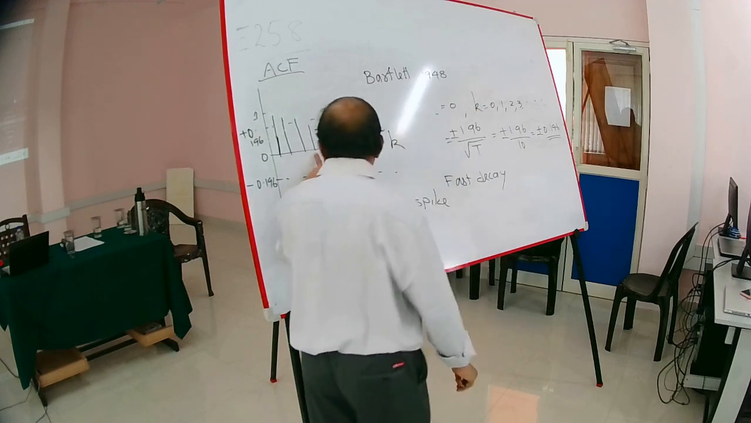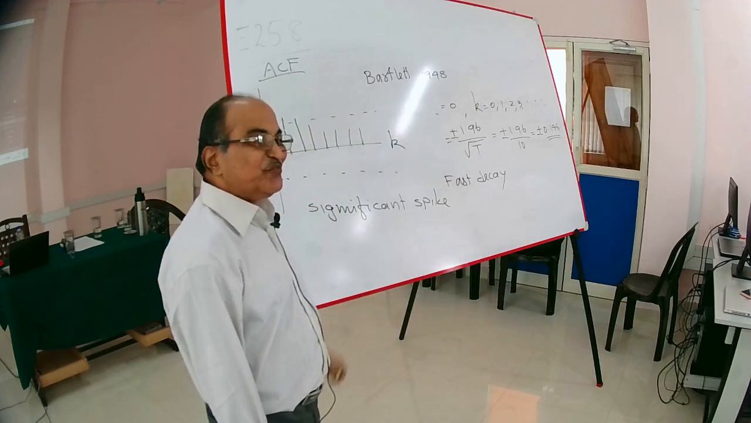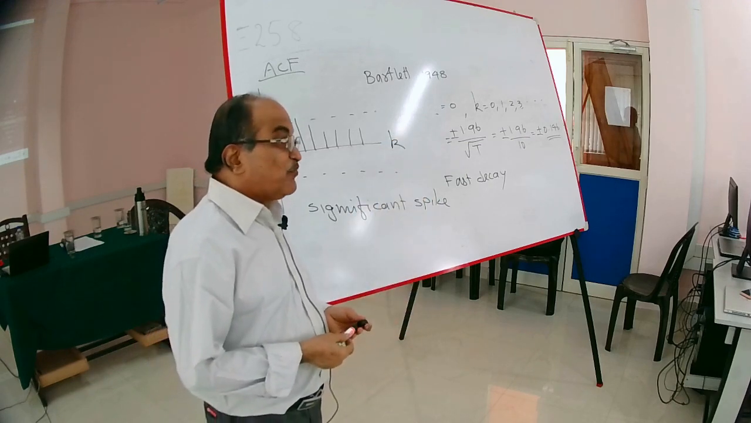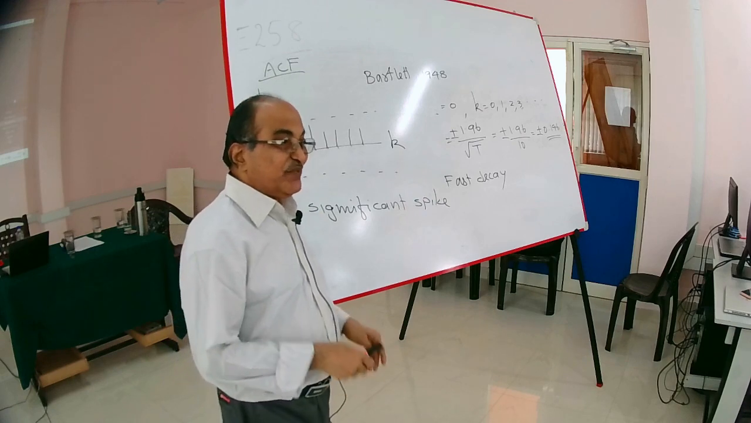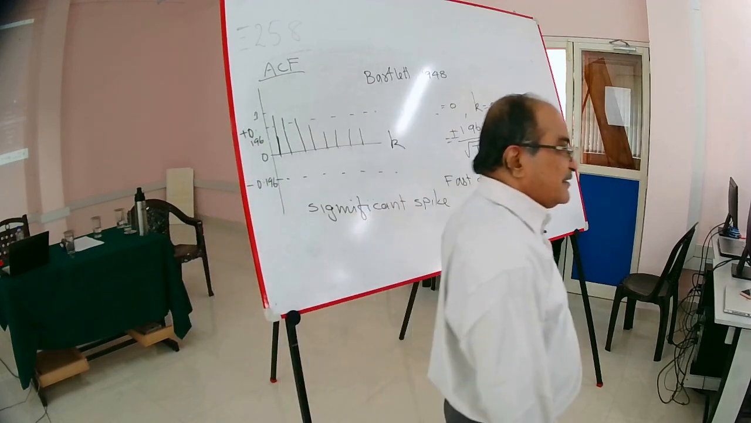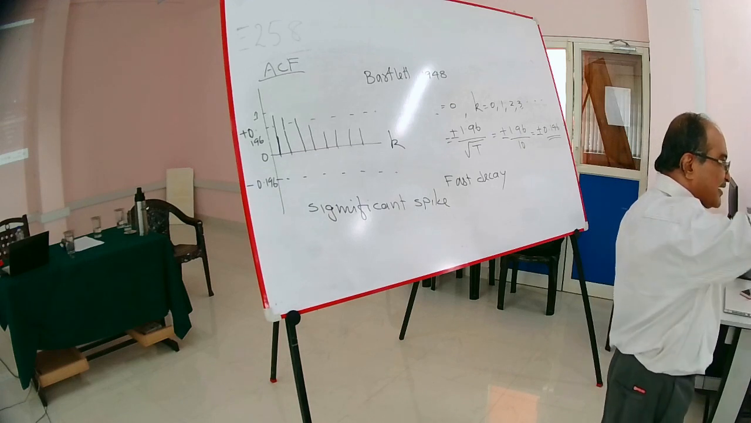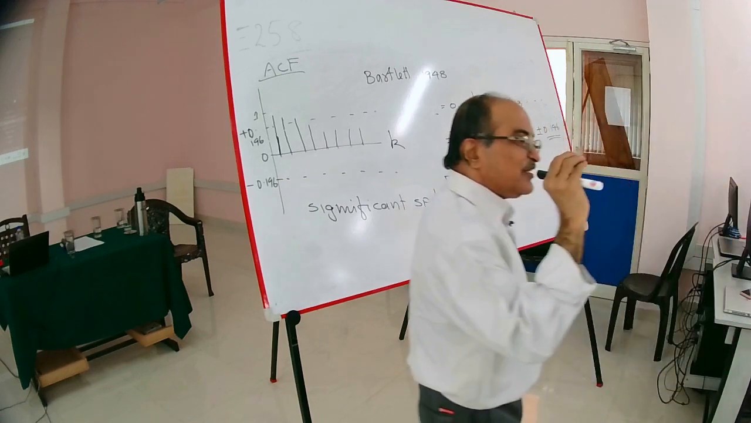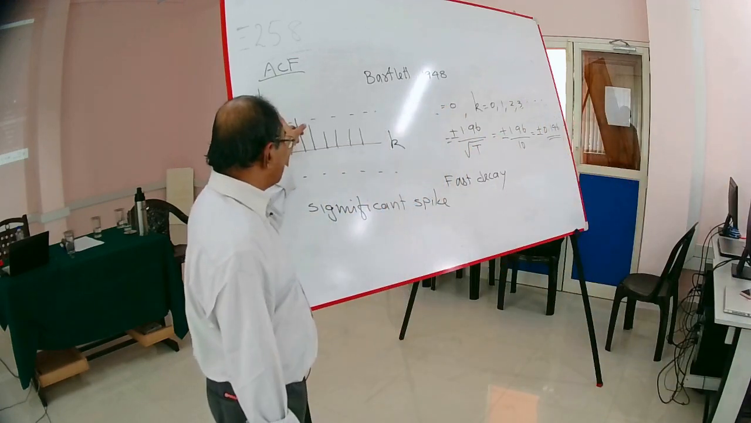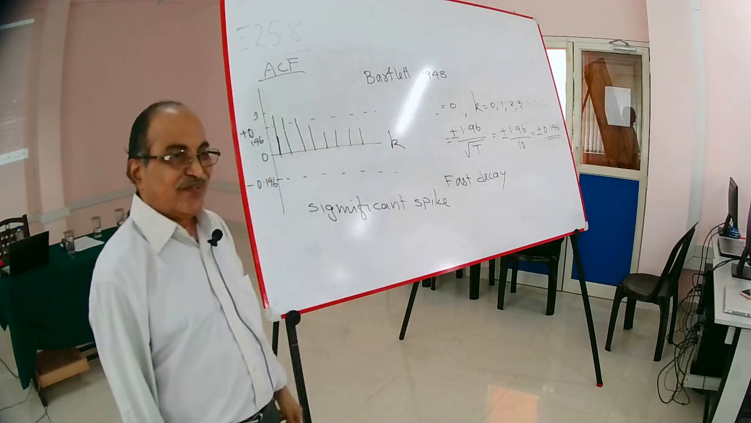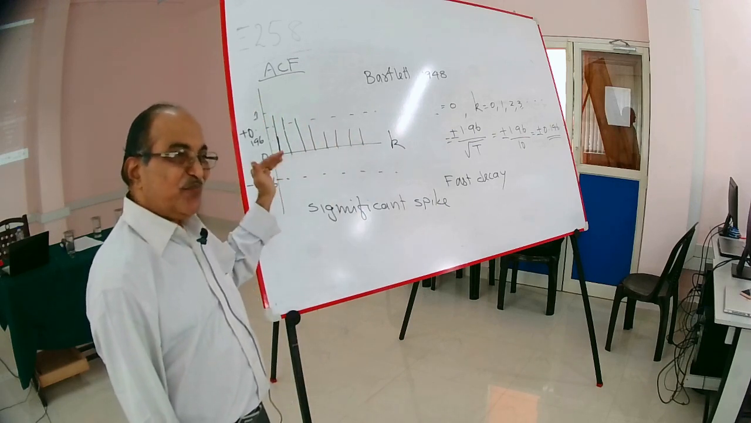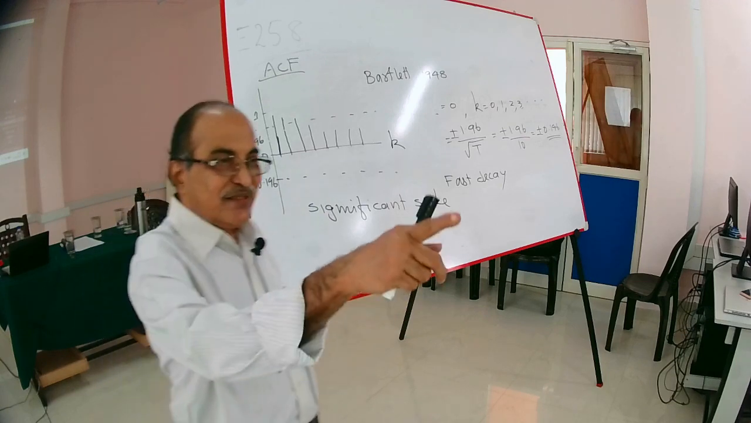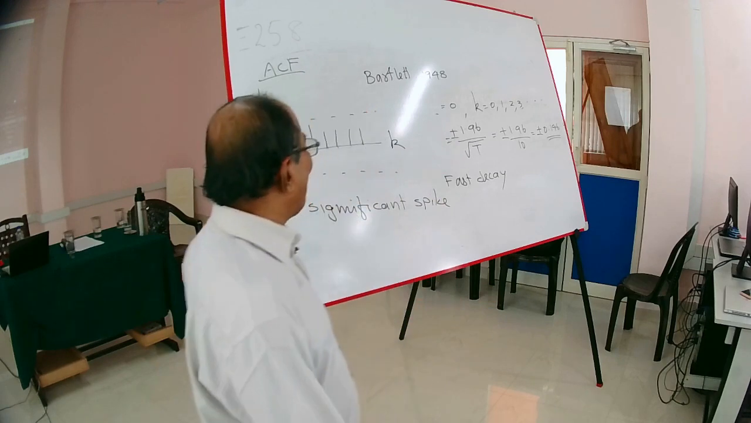That is, by the 4th lag, the autocorrelation coefficient becomes 0. Therefore, we have a fast decay. If we have a fast decay, what does it mean? Earlier we have seen φ to the power k, you remember. If it is fast decaying, then we have a stationary process. So if the ACF shows fast decay like this, then we have a stationary process. Is it clear? Any doubt? No. Okay.